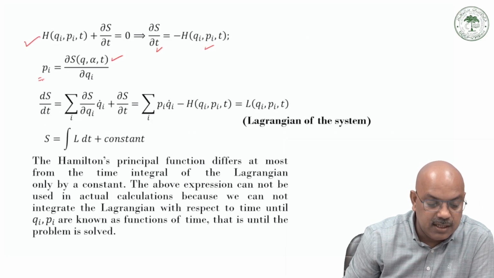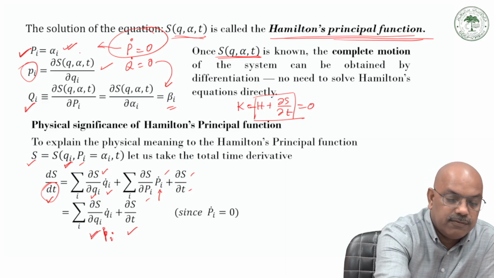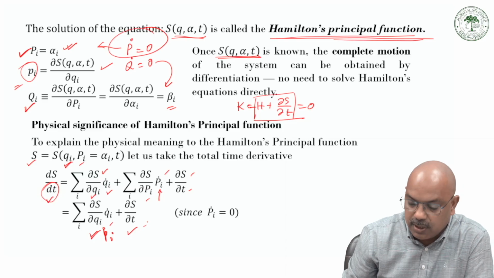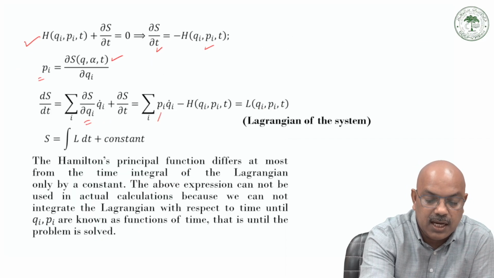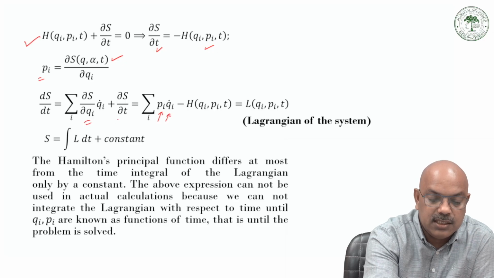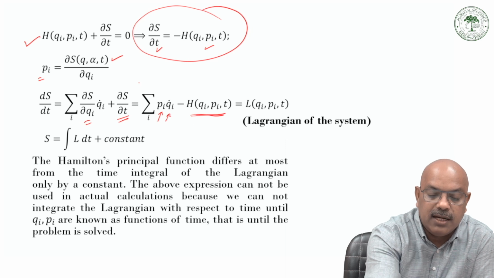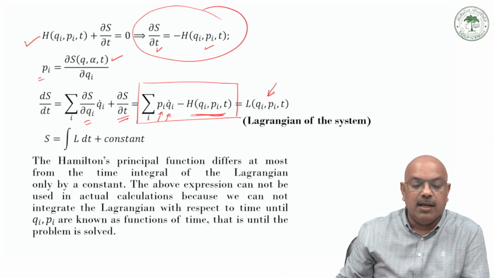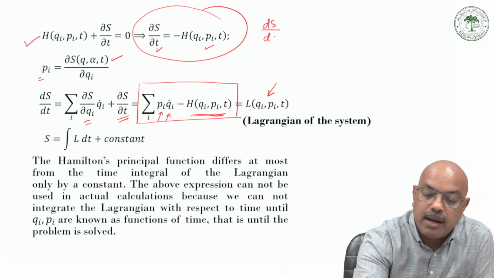And also, when we know this Hamilton principal function, we can define dS by dq as p_i, because from here dS by dq_i is p_i. So this becomes p_i q dot plus dS by dt. And dS by dt from this relation is going to be minus the Hamiltonian, and we know that this whole relation is defined as the Lagrangian of the system. Okay, so this total time derivative of the Hamilton principal function is my Lagrangian.